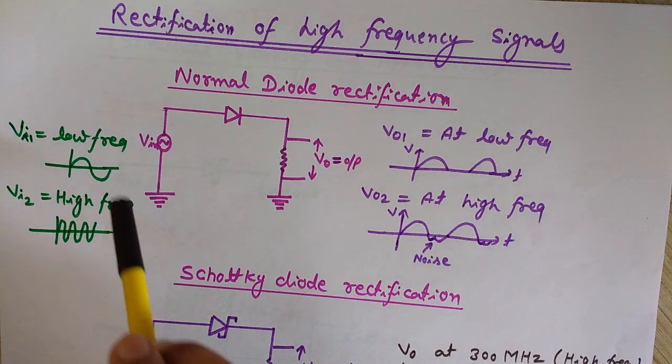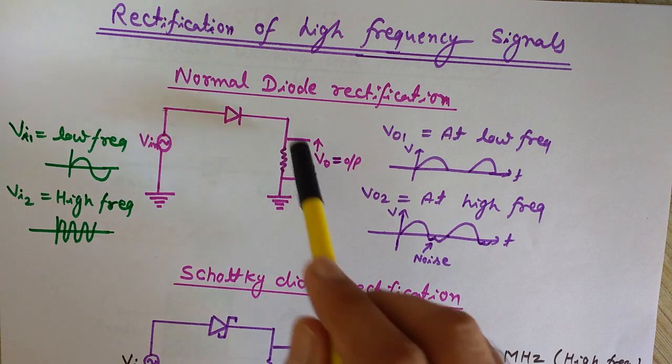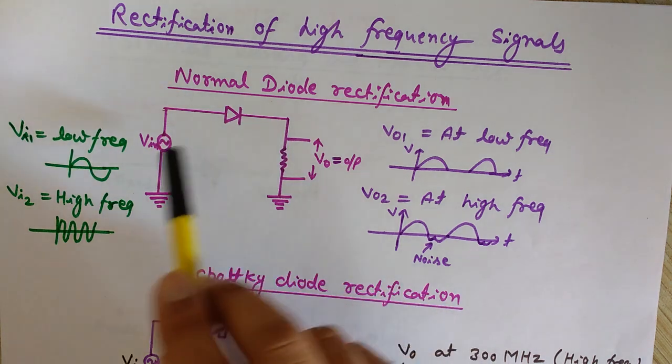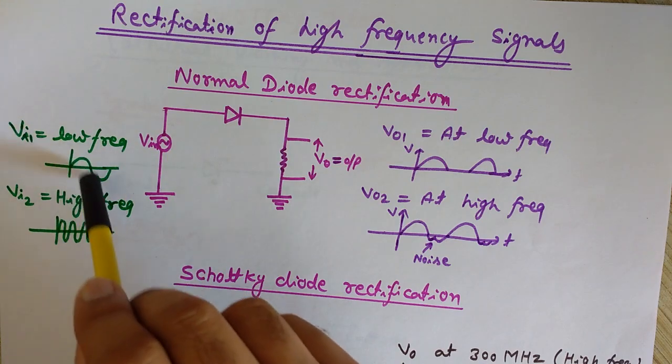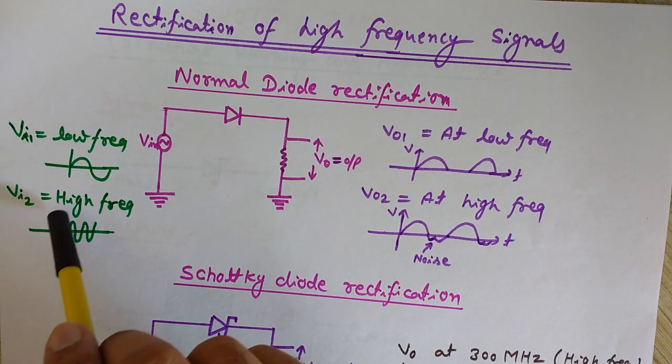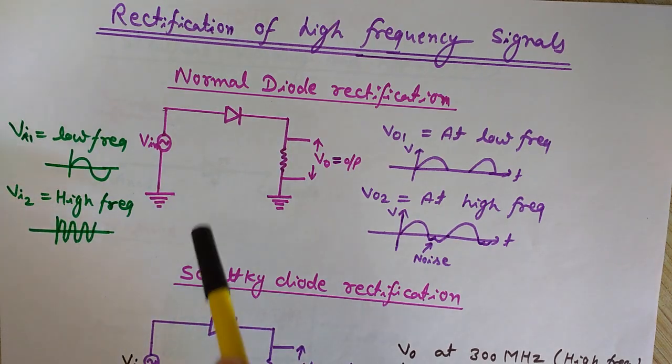Look at this. Here this is the simple normal diode rectification. So we are applying here first V input as low frequency. It is a low frequency signal. Then we will see the same experiment with the high frequency signal for normal diode.